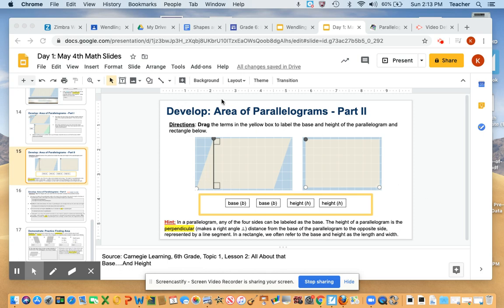Slide number 15, Develop Area and Parallelograms, Part 2. Directions. Drag the terms in the yellow box to label the base and the height of the parallelogram and rectangle below.